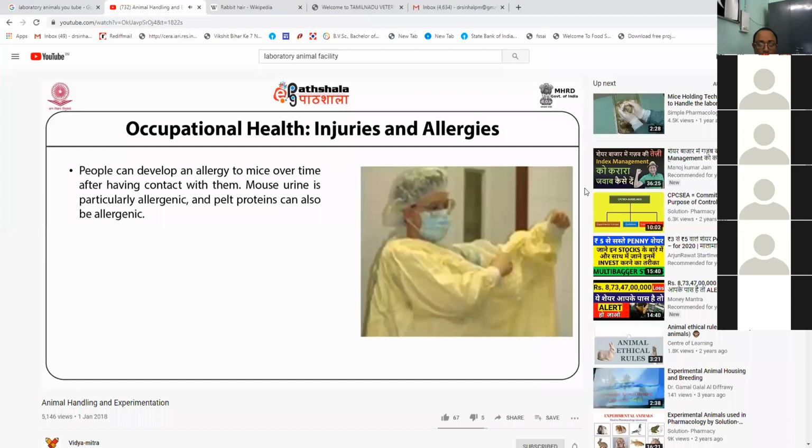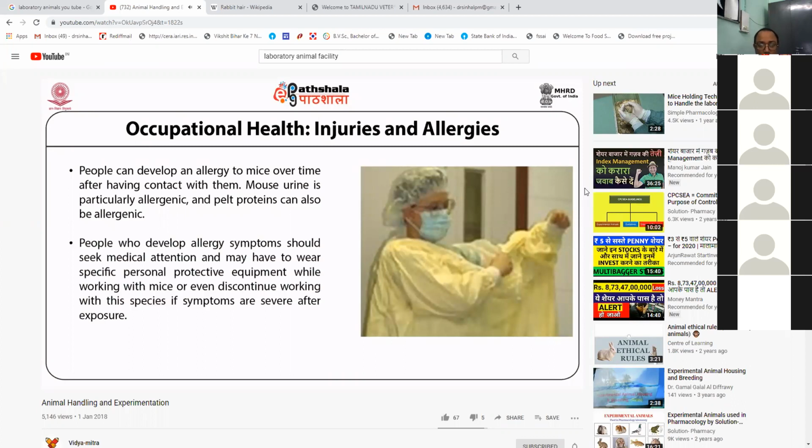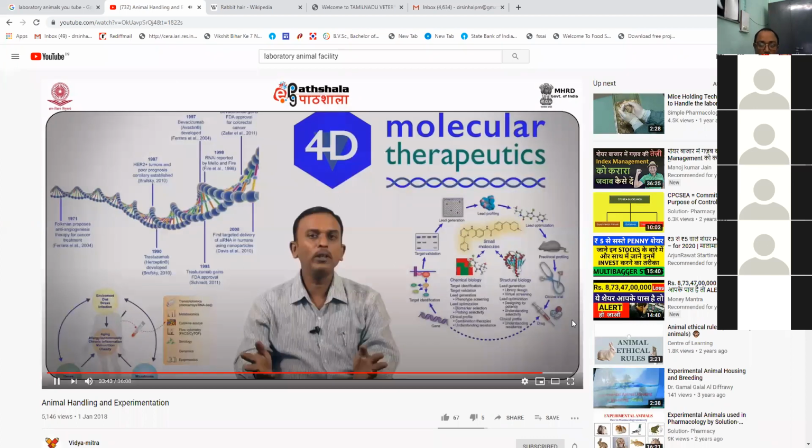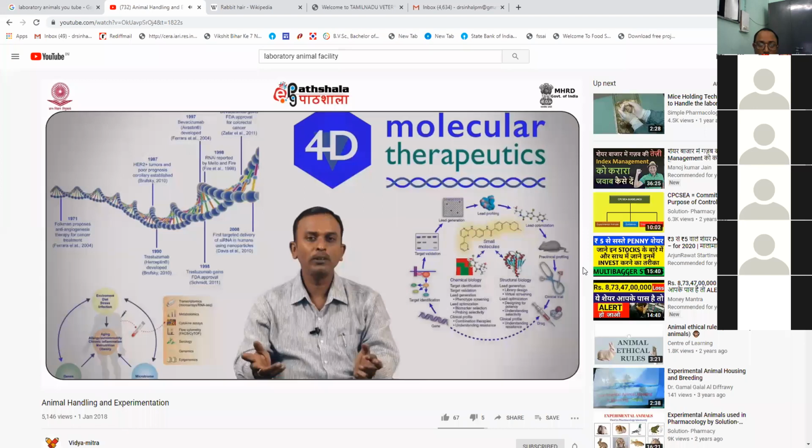Usually people develop allergy to mice over a long time after having contact with them. Mouse urine is particularly allergenic, and fur proteins can also be allergenic. Some people will also develop allergic-like symptoms. When you continuously see allergic-like symptoms while working on a mouse model, it is advised to go for clinical evaluation. Some of the occupational health hazards commonly encountered when people work on animals are zoonotic diseases.